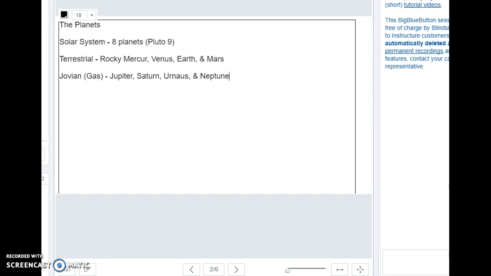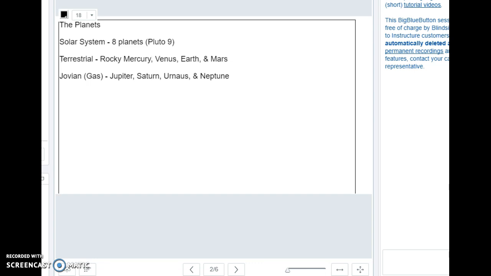And let me just quickly talk about the differences between terrestrial and Jovian planets. So the 4 terrestrial planets are closer to the Sun, and their consistency is of rock and metal. The elements that create this rock and metal have a higher melting point. And because these elements have a higher melting point, that means these planets are able to form closer to the Sun.